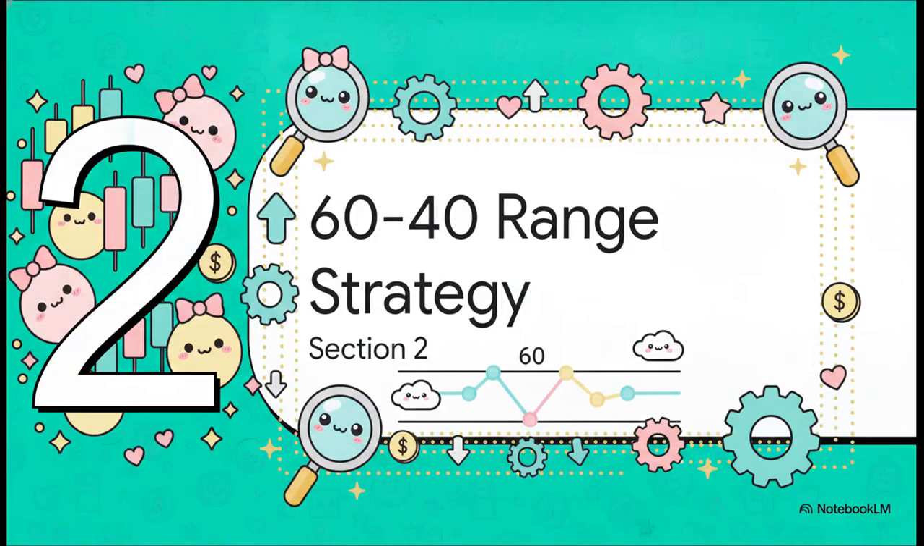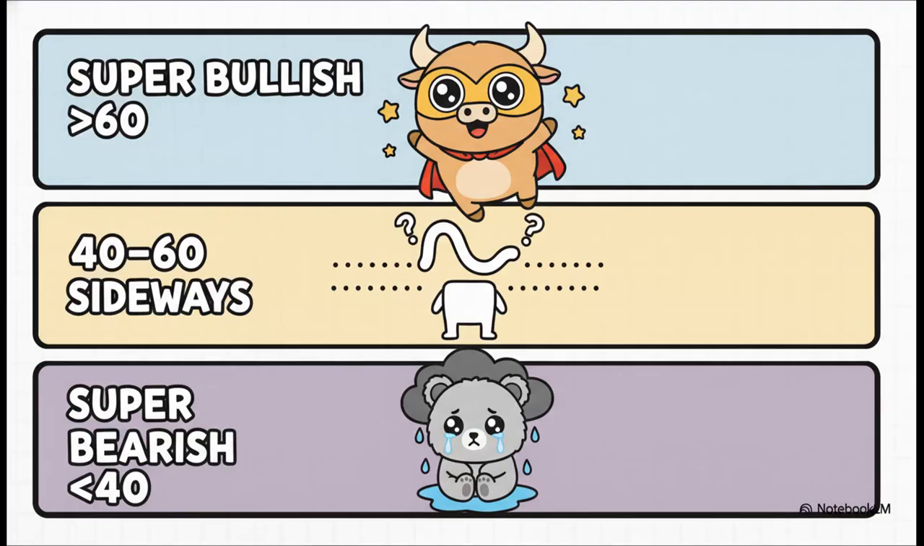Moving right along to Section 2, the 60-40 range strategy. Let's talk about why those traditional 70 and 30 levels actually need a modern upgrade. So the pros? They actually redefine their RSI zones by shifting their focus directly to the 60 and 40 levels. Think of it like this. If the RSI is consistently hanging out above 60, maybe dipping down to it and bouncing right back up, you're in a super bullish zone. That trend is a powerhouse.